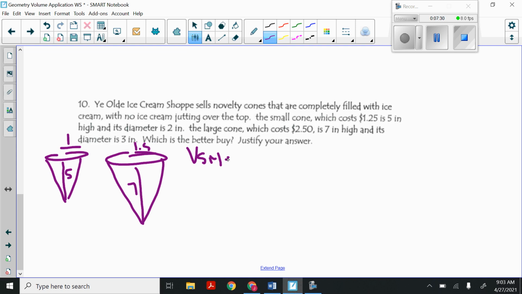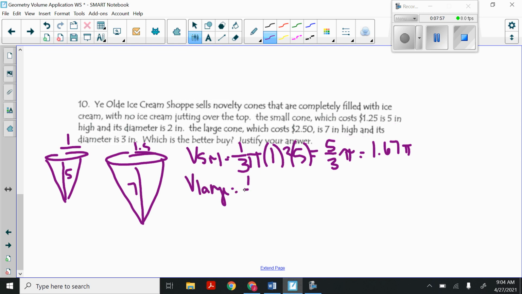So the volume of the small cone. Remember, the volume of a cone is 1/3 pi times our radius squared, 1 squared, times the height of the cone, 5. So here I get 5/3 pi, which is approximately 1.67 pi. Let's find the volume of the large. So that's 1/3 pi times 1.5 squared times 7. When we work all of this out, this is approximately 5.25 pi.